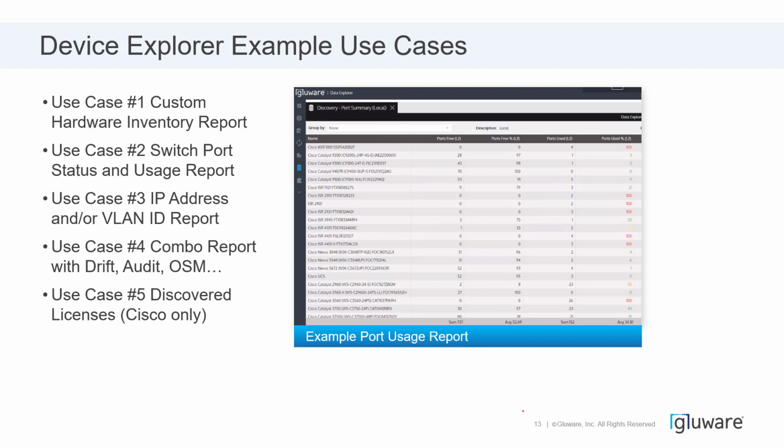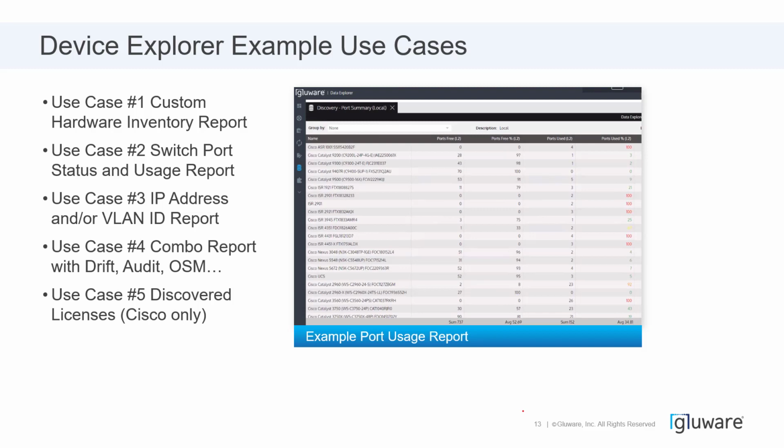The fourth, probably one of my favorites, is being able to build a combined report that has your drift state, if it passed audits, maybe if an OS upgrade was run, where you can get a lot of data generated in one report and consolidate your view versus having to do individual reports per app.